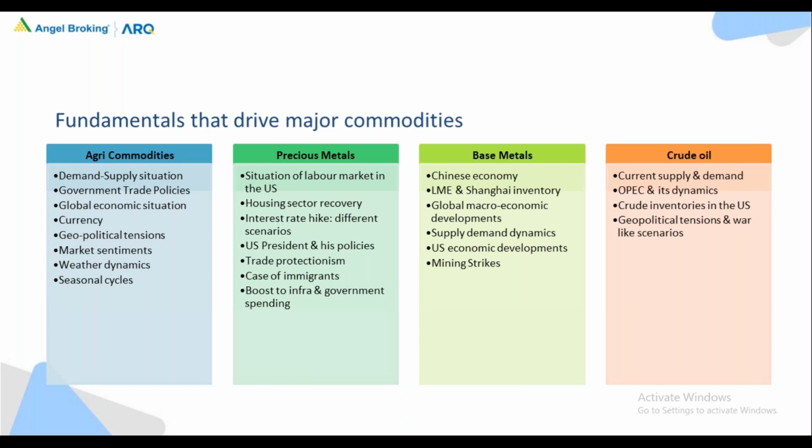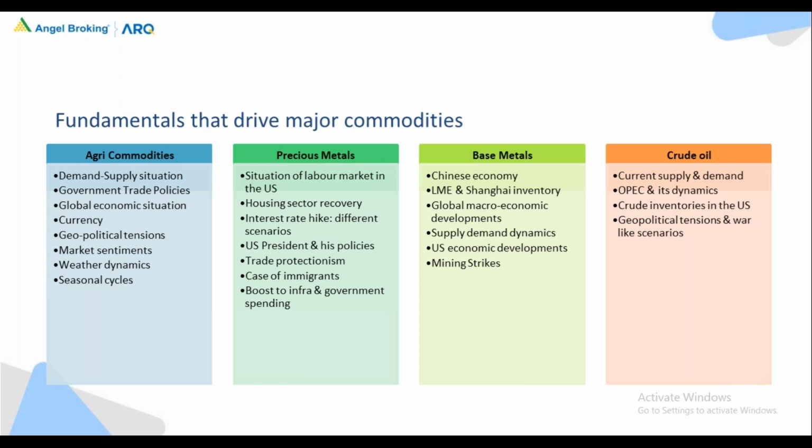As we have seen before, there are four sectors if you want to trade commodities, and every sector has its own fundamentals that drive the price of that commodity. As far as precious metals are concerned, the situation of the labor market in the US, which clearly tells the employment or unemployment scenario, is one of the important factors that drives the price of gold as well as silver. Interest rate hikes and different scenarios projected by the central bank are also important factors which drive the prices of precious metals.